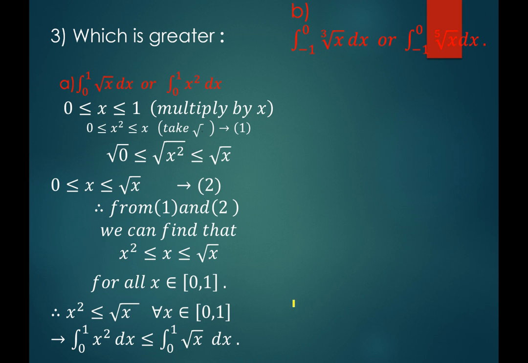We proved it. If you want to prove whether the integration from negative 1 to 0 of the cube root of x dx is bigger or smaller than the integration from negative 1 to 0 of the fifth root of x dx, you can use any way you would like. You can choose a number between negative 1 and 0, replace it in each, and compare between them to see which one is bigger. Or you can sketch each, or you can follow the following way, building the function.